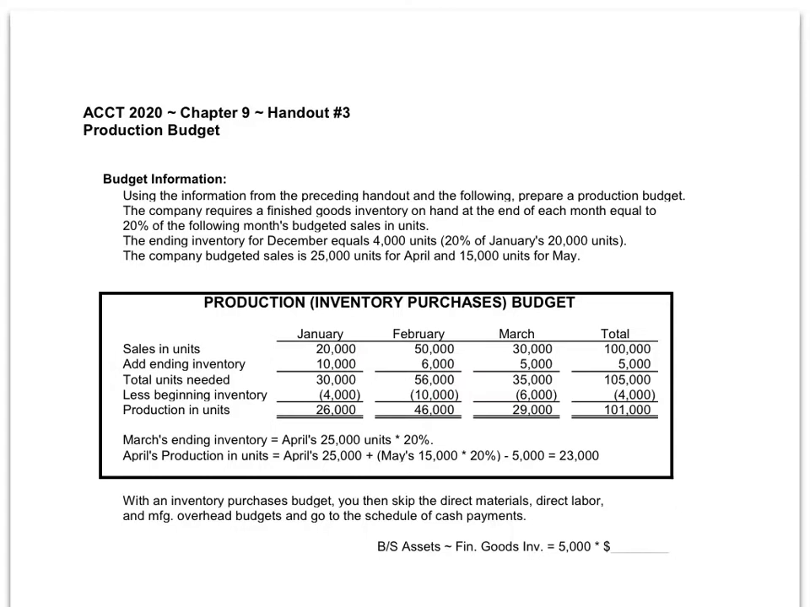Okay, for March, where do we get our beginning inventory, or our ending inventory? It's from April's sales. And we're given some information here. The company's budgeted sales is 25,000 units for April and 15,000 units for May, but we don't need May right now. We're just going to use April. So 20% of 25,000 is 5,000, and that's shown you right here.